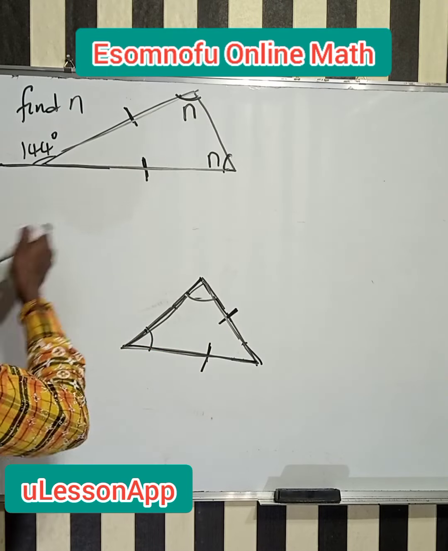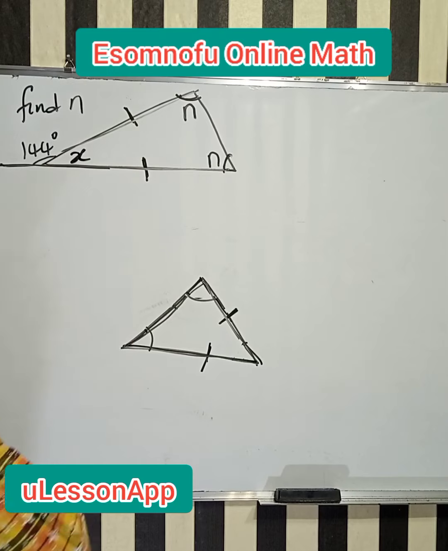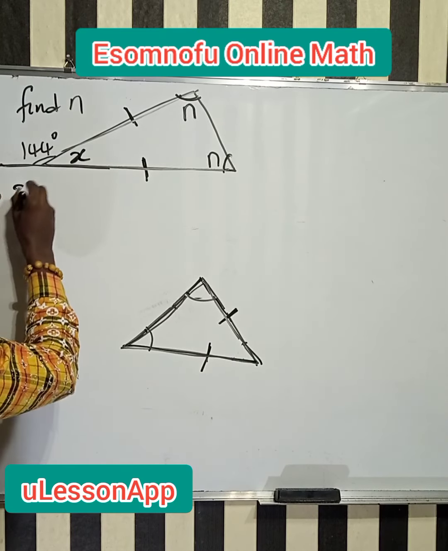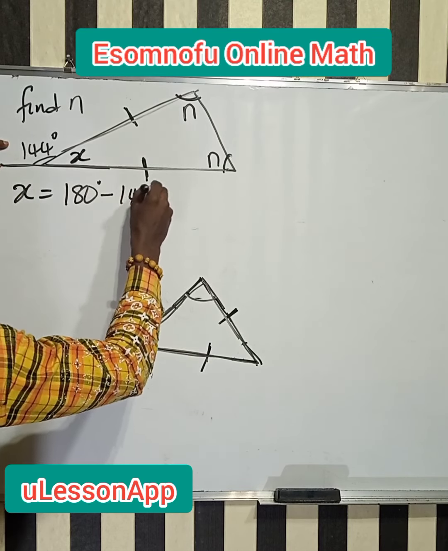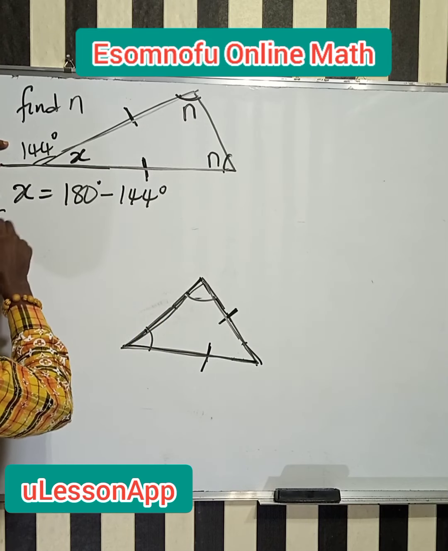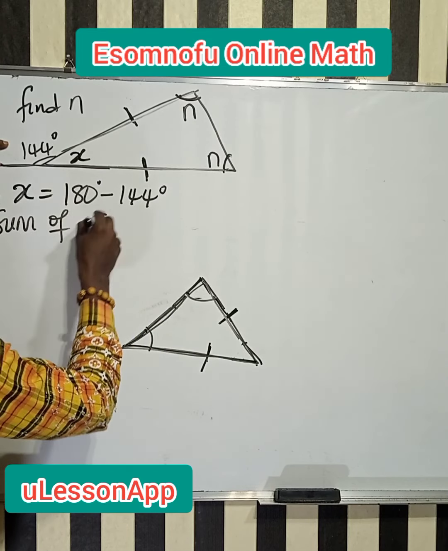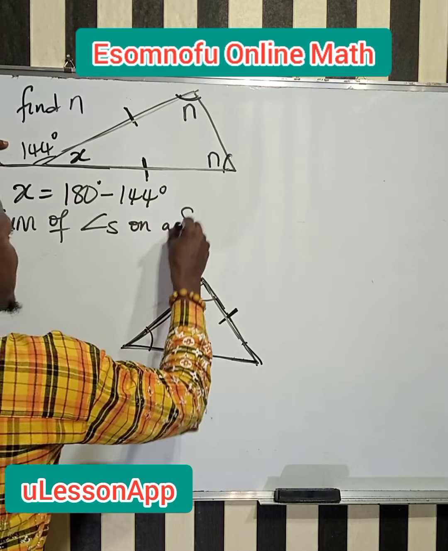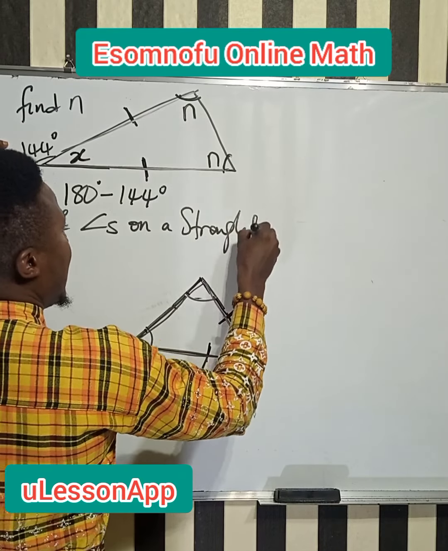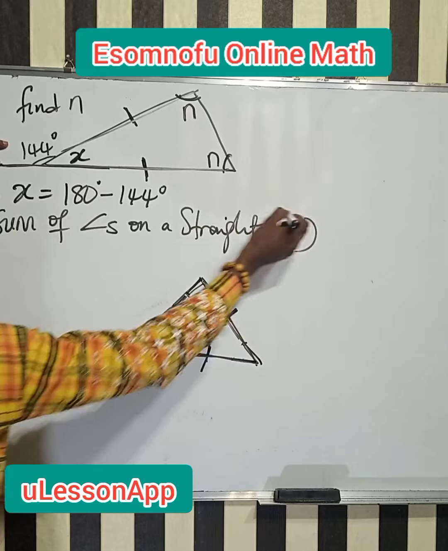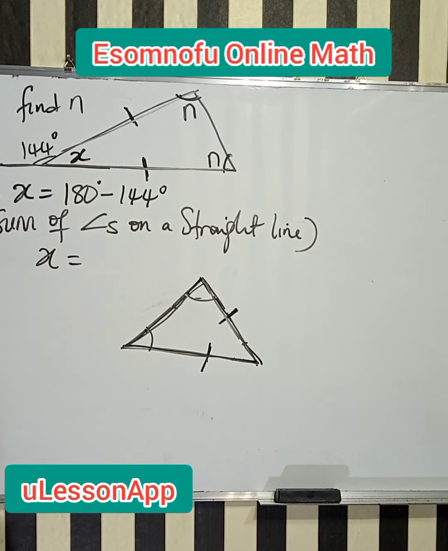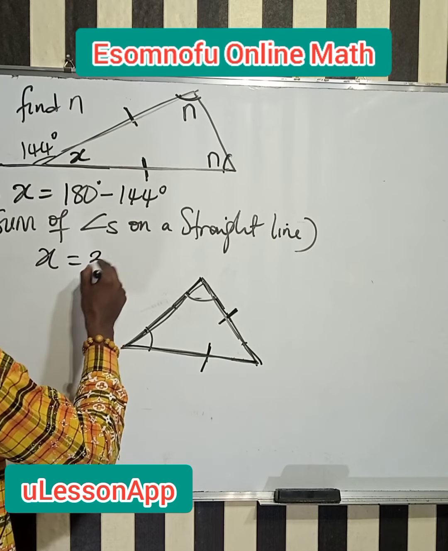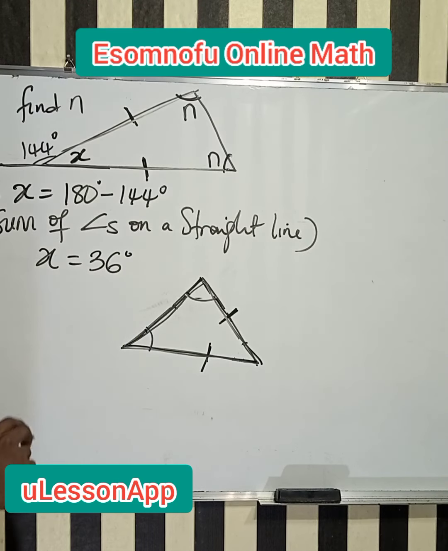So I don't know what is here. So let me call it x, for instance. The sum of these two angles should be equal to 180 degrees. Therefore, x should be equal to 180 degrees minus 144 degrees. Reason is that they are sum of angles on a straight line. That's just the reason. Sum of angles on a straight line. So if you take away 144 from 180 degrees, you'll be having about 36 degrees. That's the value of x.